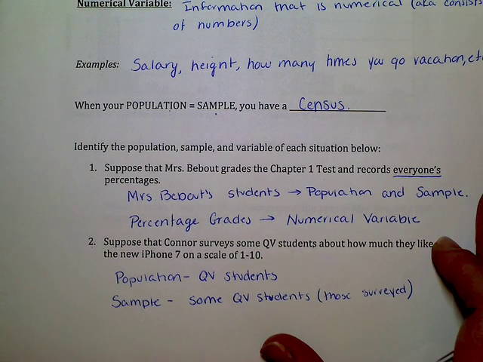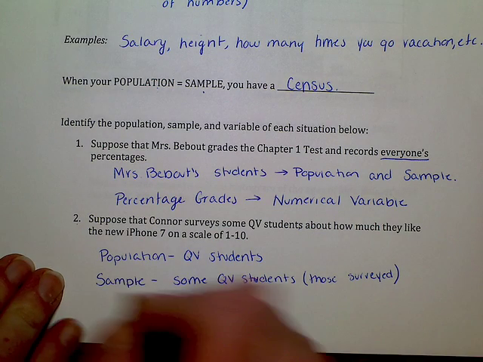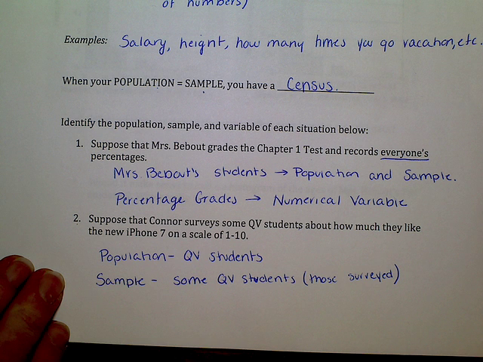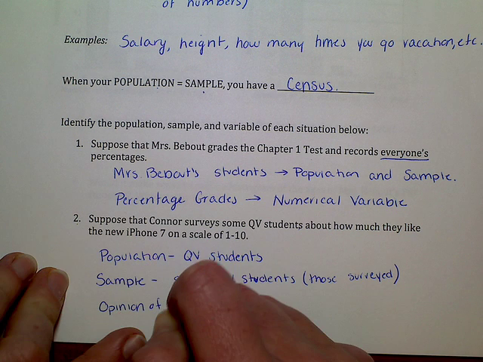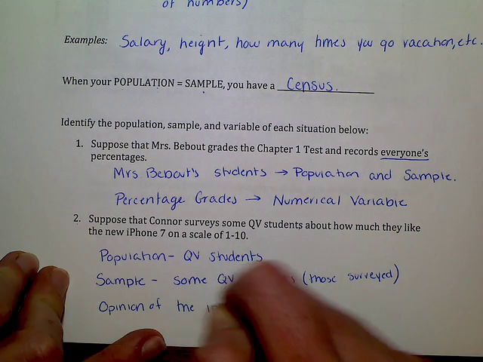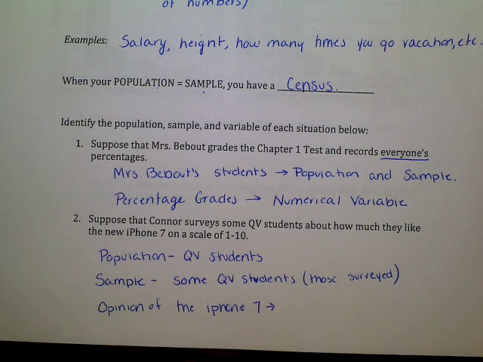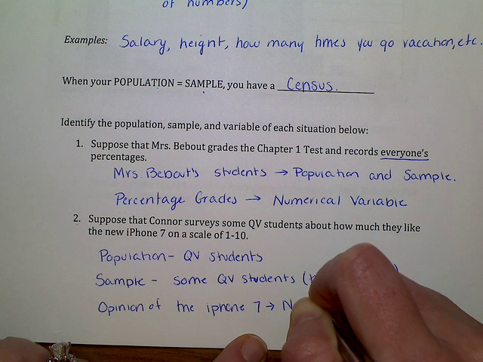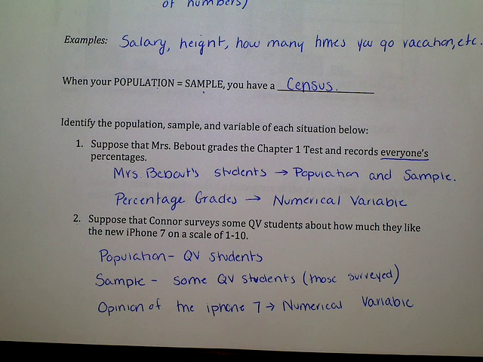And the variable would be how much they like, I don't know a good way to phrase this, their opinion of the iPhone 7. Since we're ranking it on a scale of 1 to 10, I would say that's a numerical variable. If he had asked them to say that they liked it, didn't like it, or were neutral, that would be more of a categorical variable. Okay, so we'll work with these words in the upcoming days, but I think we got a good start, and that's all.